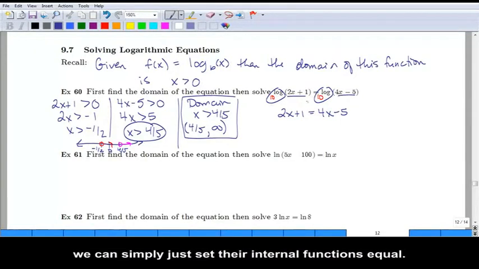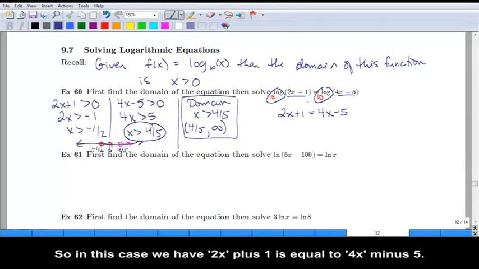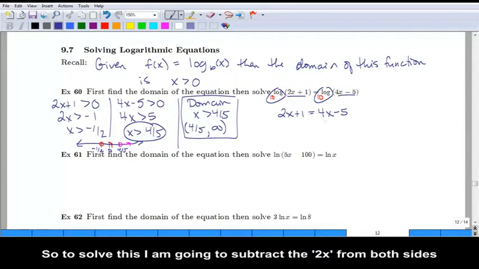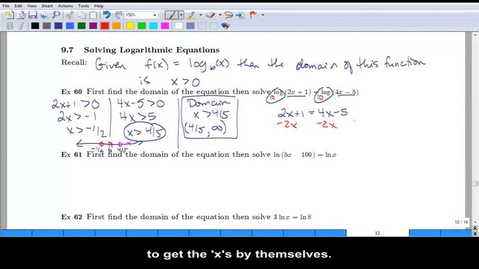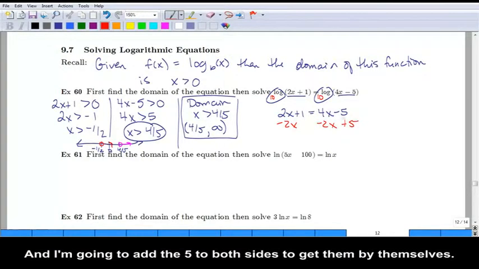We can simply just set their internal functions equal. So in this case, we have 2x plus 1 is equal to 4x minus 5. To solve this, I'm going to subtract the 2x from both sides to get the x's by themselves, and I'm going to add the 5 to both sides to get the numbers by themselves.